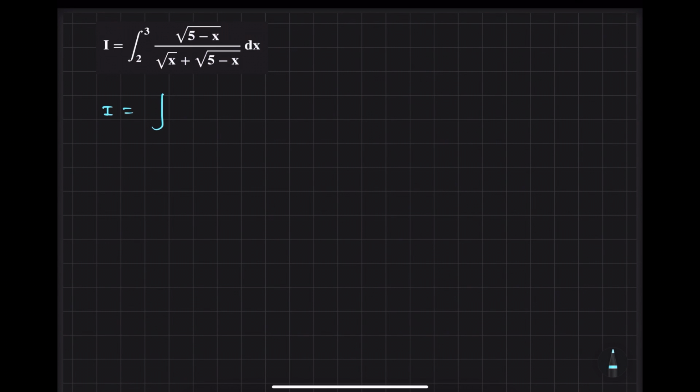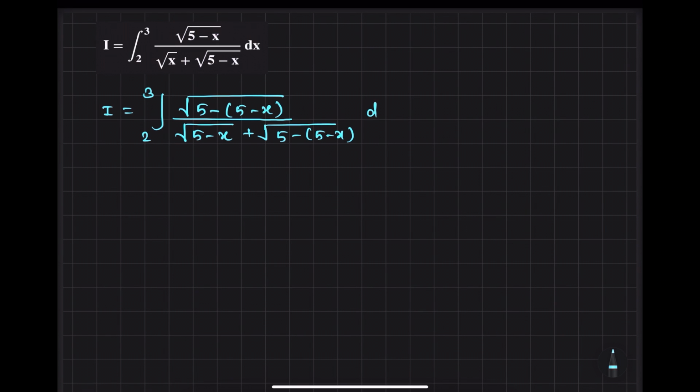Now look at this. It is 2, it is 3, and then we have root over 5 minus 5 minus x. Just replace x with 5 minus x. Then 5 minus x plus root over 5 minus 5 minus x. Okay, now look at this. So let's open the bracket.